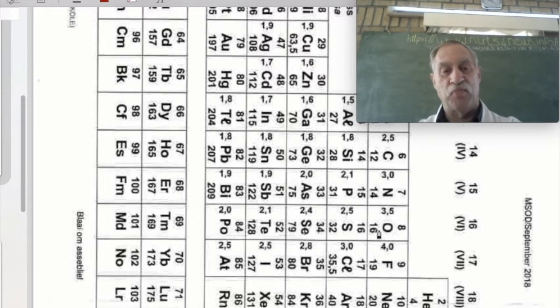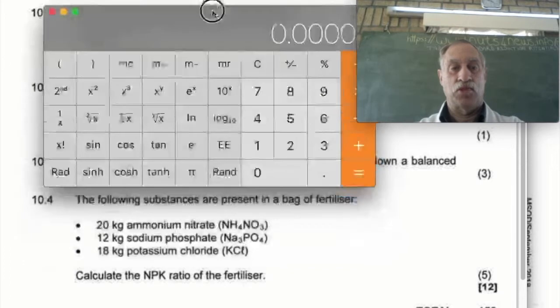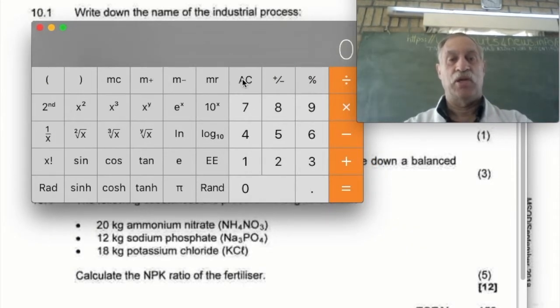So what we've got to do, going back to the problem, is we're going to add the 14 plus 4 times 1 is 4, plus 14 plus 3 times 16, and we're going to get the final molar mass of that molecule. So let's get our calculator and let's just work it out. Nitrogen is 14, plus hydrogen, there's 4 of them, which is 4 times 1 is 4, plus another nitrogen, which is another 14, plus 3 oxygens, so that's 16 and 16 and 16. And so we see the final mass is 80.